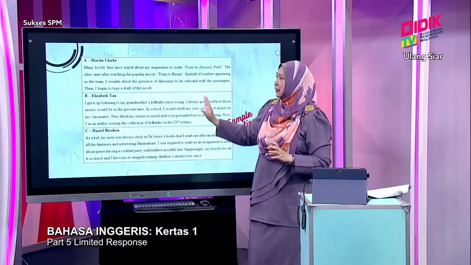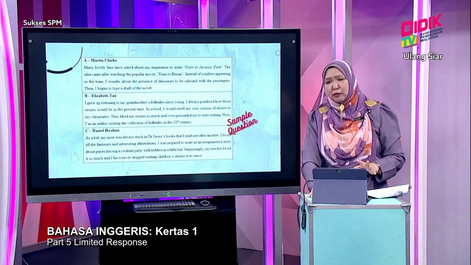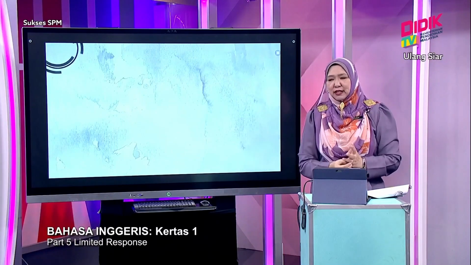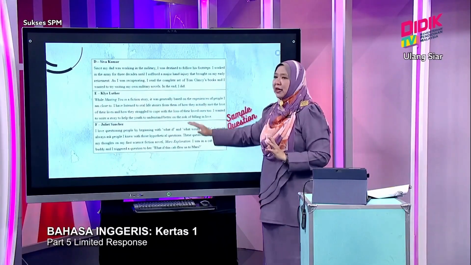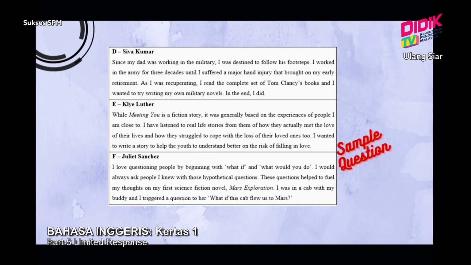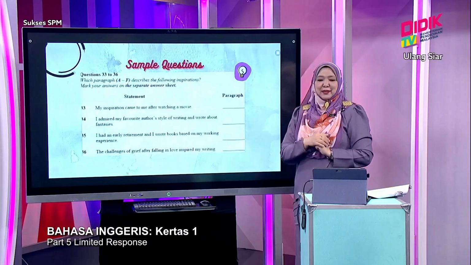I'll let you see. You will be given six persons, six comments or six opinions. So we have until F. These are the texts that you are going to read and you are going to answer. The first type of task will be this one.